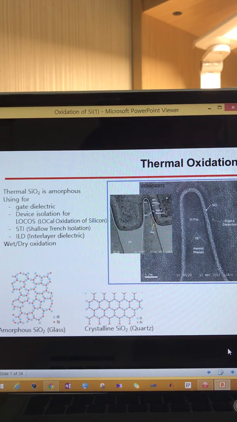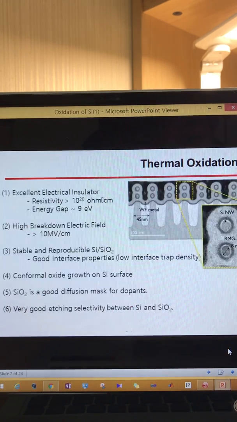Ordinarily, we use SiO2, which is an amorphous solid, for gate dielectric, LOCOS, STI, and ILD. Thermal oxidation gives an excellent electrical insulator with a high breakdown electric field, a stable and reproducible Si and SiO2 interface, and conformal oxide growth on the silicon surface, and it has some other positive things.